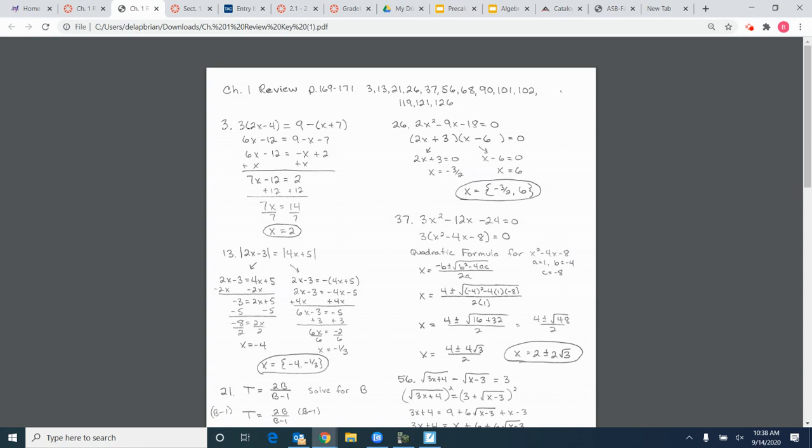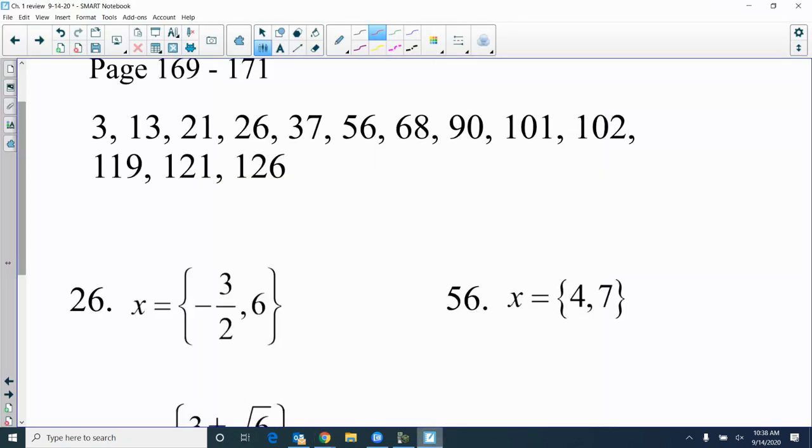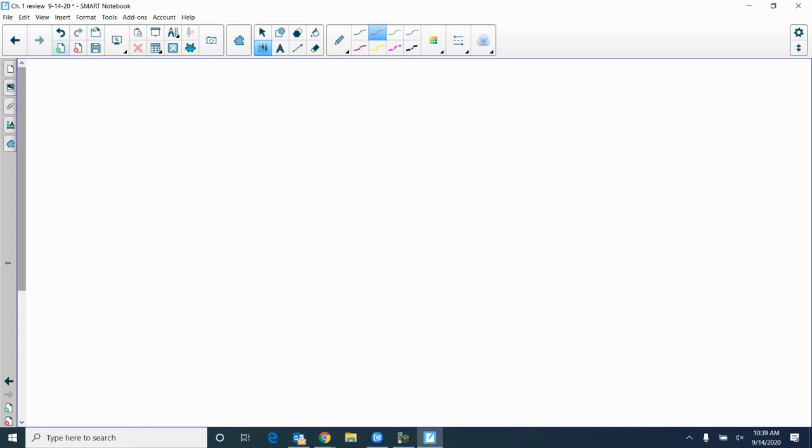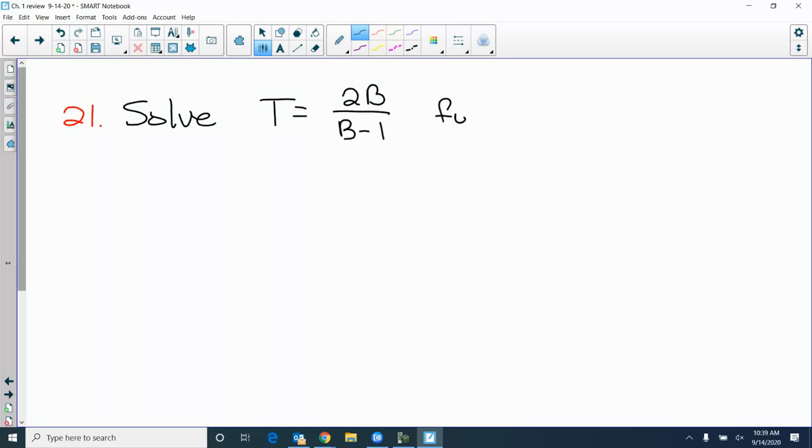All right, let's take a look at what number did I say? 21? Okay, that one tends to be a struggle sometimes. And I want to show you a couple things. Solve. Got it. T equals 2b over b minus 1. T equals 2b over b minus 1, correct? Yeah. Solve that for b.